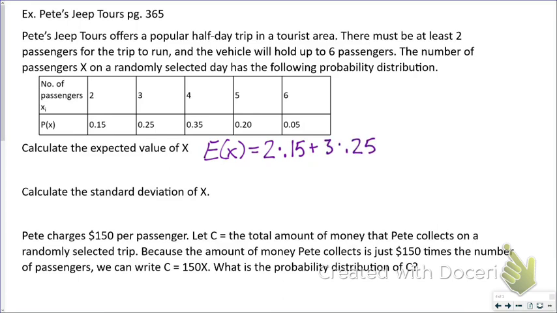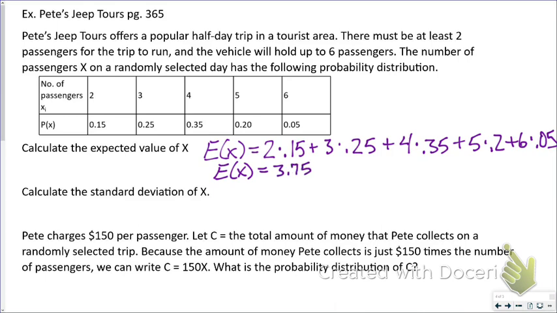Whoops, no, that's right, sorry. I'm zoomed way in and I couldn't see what I had just written. Barely enough room. Writing too big, probably. So for expected value, when you type it in, you get 3.75. And the units for the mean is the same. Here, let me add this symbol. The units for the mean is the same as the units for x. So this is passengers.